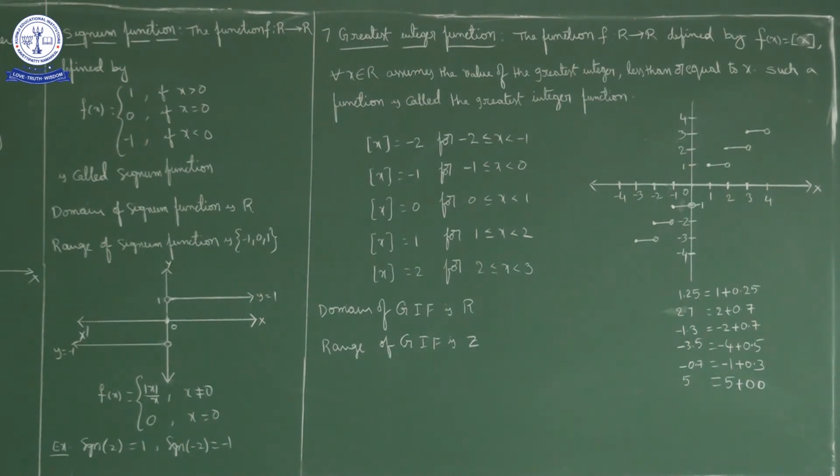Here the domain of the function: it is defined for all real numbers. So the domain of the greatest integer function is all real numbers. Now what is the range? If you observe, the outputs are minus 2, minus 1, 0, 1, 2, 3, 4, 5, 6, 7 and so on. So the range is integers. The domain of the greatest integer function is all real numbers, and the range is only integers. Some examples: you get minus 3, minus 5, minus 10, 0, 1, 2, 3, 4, 5. The result of the greatest integer function is an integer.